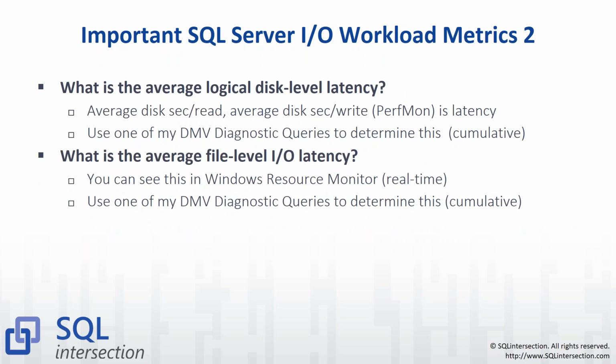Then you can go in and you need to find out what your latency is at the disk level. So again, perfmon can show you that. The average disk seconds per read and average disk seconds per write in perfmon is your latency. And one of my DMV diagnostic queries will also tell you that cumulatively since SQL Server's been running. And then you can drill in to the individual database files and find out what their latency is. And you can see that in real time in Windows Resource Monitor, or you can use another one of my DMV diagnostic queries to figure out what it is cumulatively for each one of your database files across your entire instance.